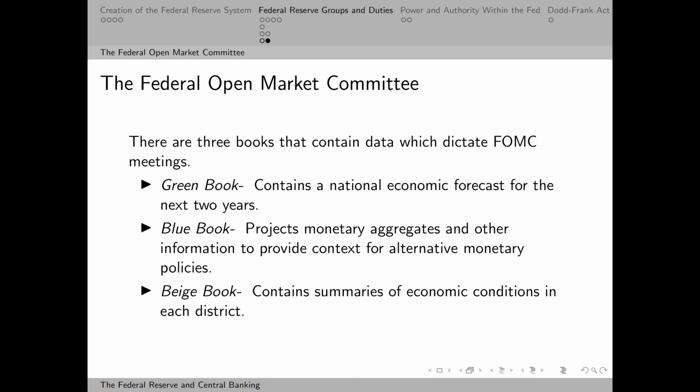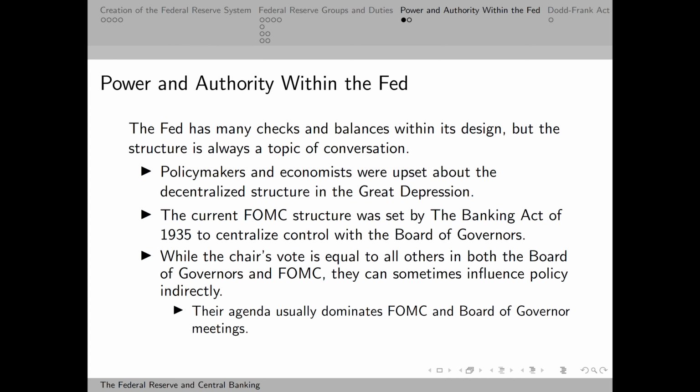And so collectively, the Federal Open Market Committee ideally reads through these books before every meeting and then discusses the implications of what they contain. And so this is really where a lot of their analysts and such get to present their research and their work. Now, in case you haven't noticed, that is a lot to handle. There are a ton of checks and balances within this design, and the structure is always up for conversation.